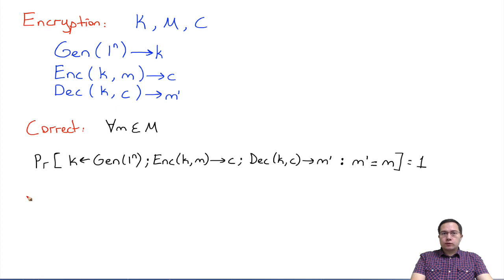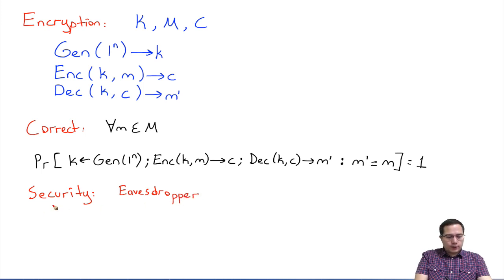Now we want to define security for an encryption scheme. There are multiple flavors of security. So for today, we will talk about eavesdropper security. In other words, this is called ciphertext-only security. First, let us define again an experiment as a probability. So the experiment will be as follows.